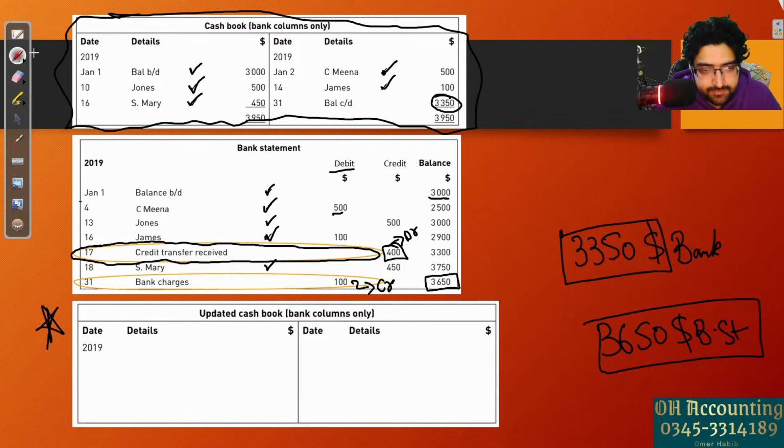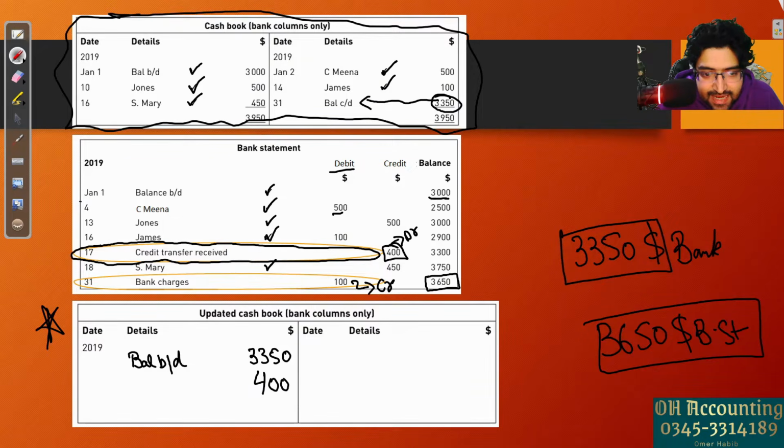How do we start? Okay, so you will start with the balance brought down, which is this amount, 3350. This is your end of the month balance according to you, right? So you will start with this 3350. Now, I've told you we have received money from someone, okay? So we will record it on the debit side as credit transfer. And we will also name the person who sent this amount.